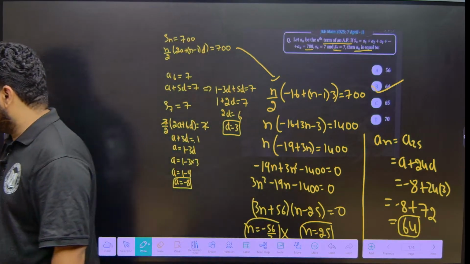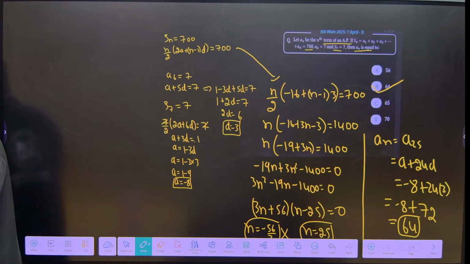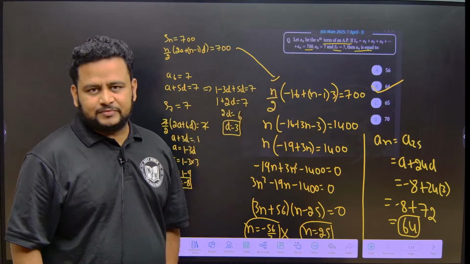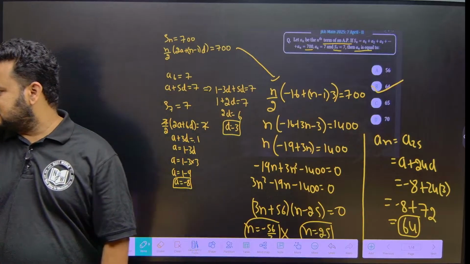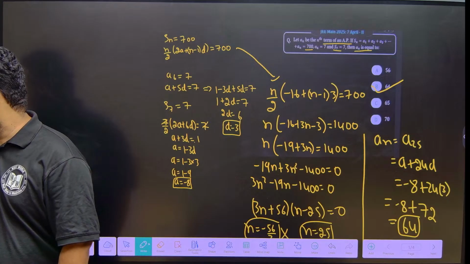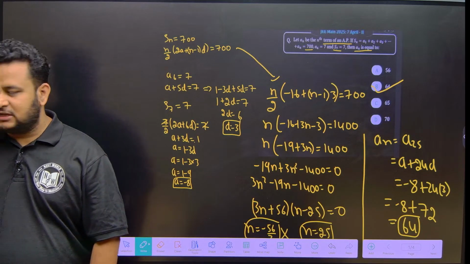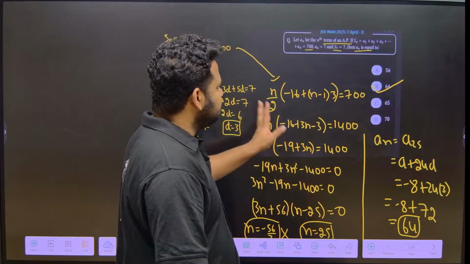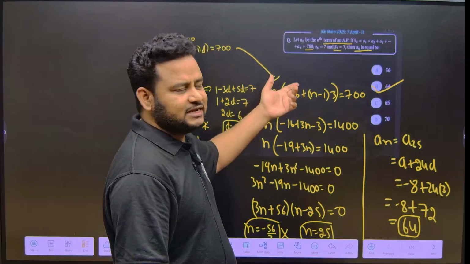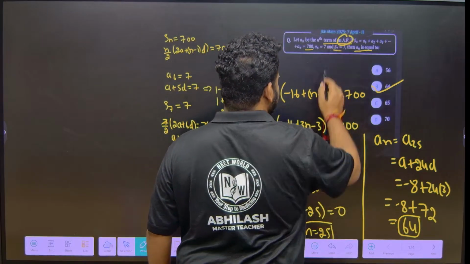Clear? Got it? A plus ar to the power of 24, that you can use if it is a GP. That is fine, Nikhil. But here they are telling us the terms of an AP, not a GP. So we cannot use that. Here it is not about the common ratio, it is about the common difference. We cannot use GP here because they are specifically telling us it is an AP.